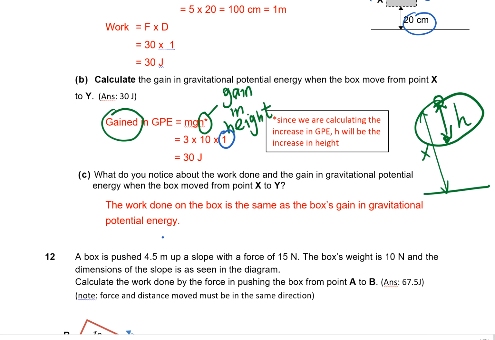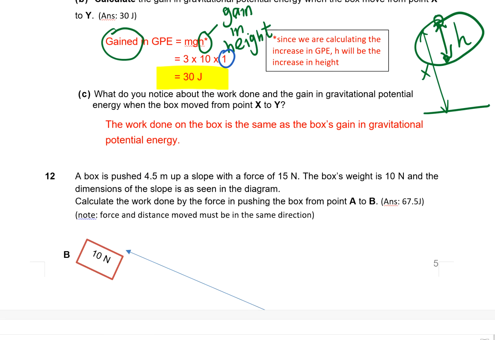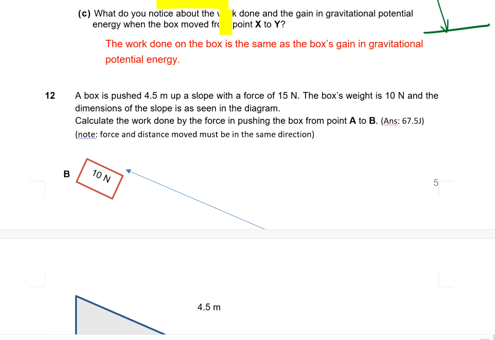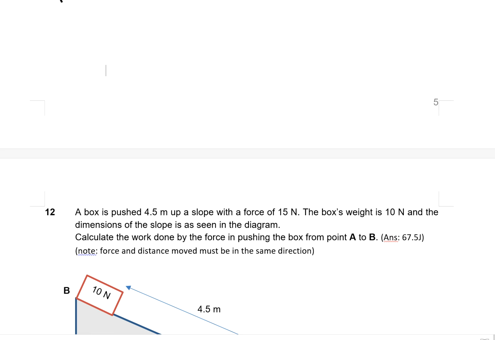Okay. So then you calculate your GPE and the question asks, what do you notice about the two values? Well, when you calculate work done it is 30 joules, and when you calculate gain in GPE it is 30 joules. So actually the amount of work done to move from X to Y is the same as the gain in gravitational potential energy. Let's go on to do question 12.